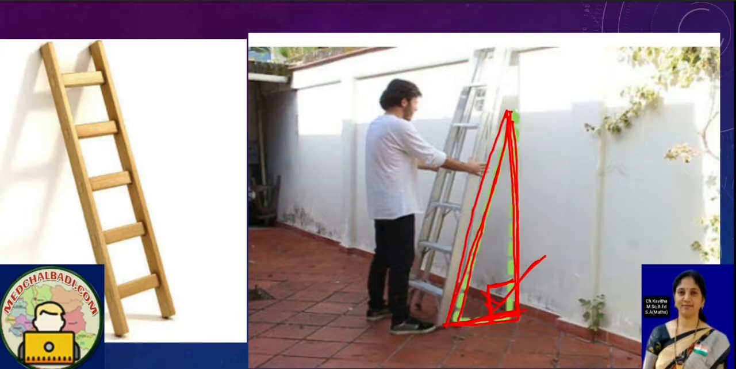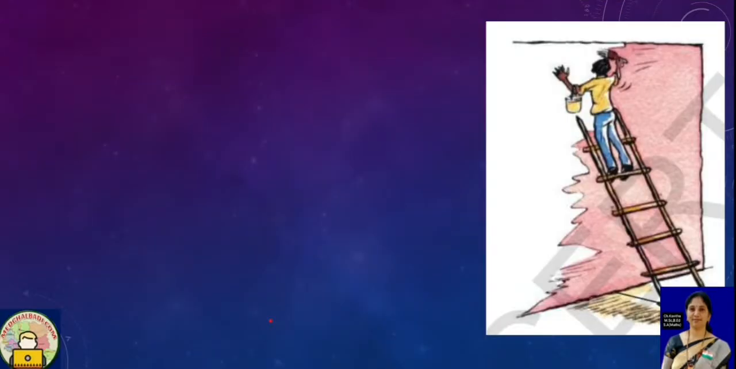If you observe, the ladder makes some angle to the ground. Okay, so just see this picture. A person is whitewashing a wall with the help of a ladder, which is kept as shown in this figure. Now, if the person wants to paint at a higher position, what will the person do? The person will change the position of the ladder.